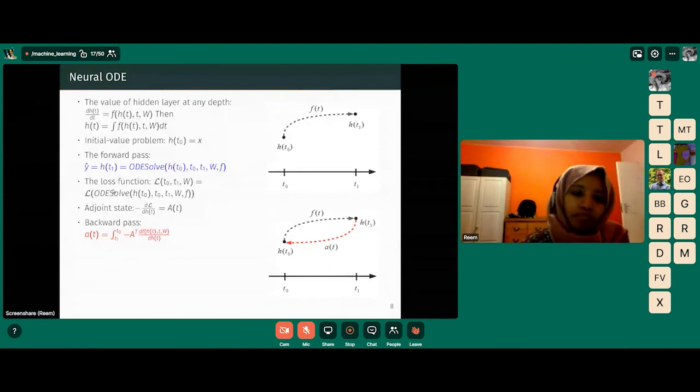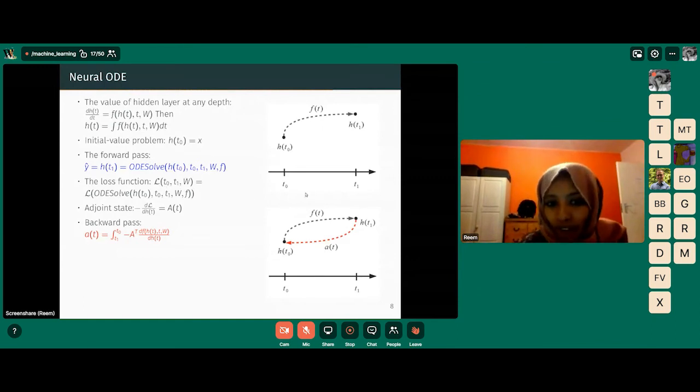Now from here, we know how to move from one step to another. This part here is equivalent to the residual networks. So what we did exactly is replace every block of the residual network by an ODE solver.